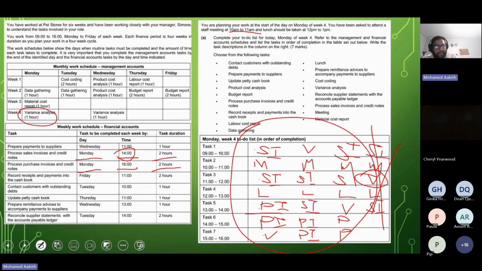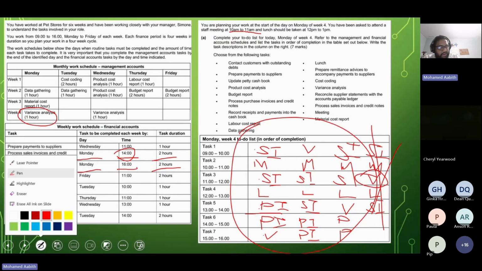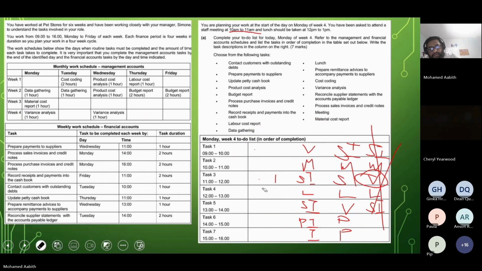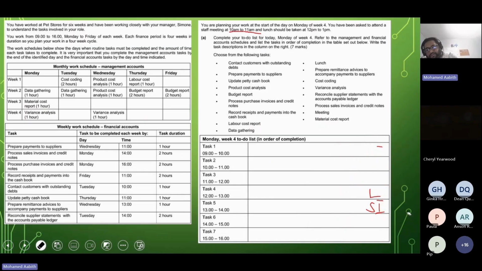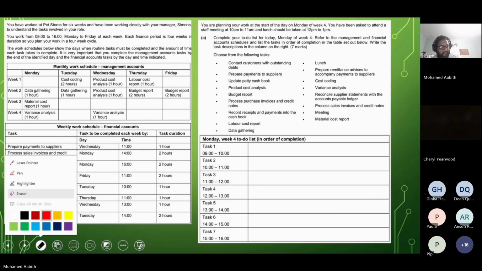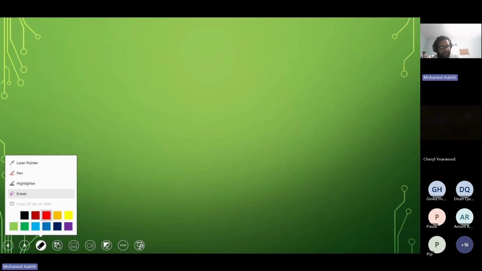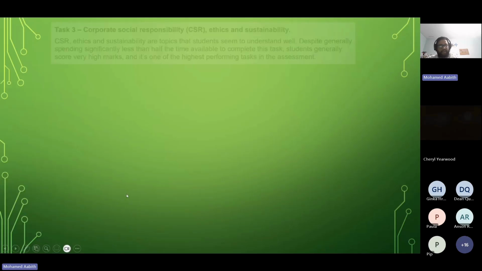Okay, so now let me erase all of that. Eraser. Hey, all of them gone. No, one more there. Now, the next question we have. Oops, sorry. I need to go back in there again.